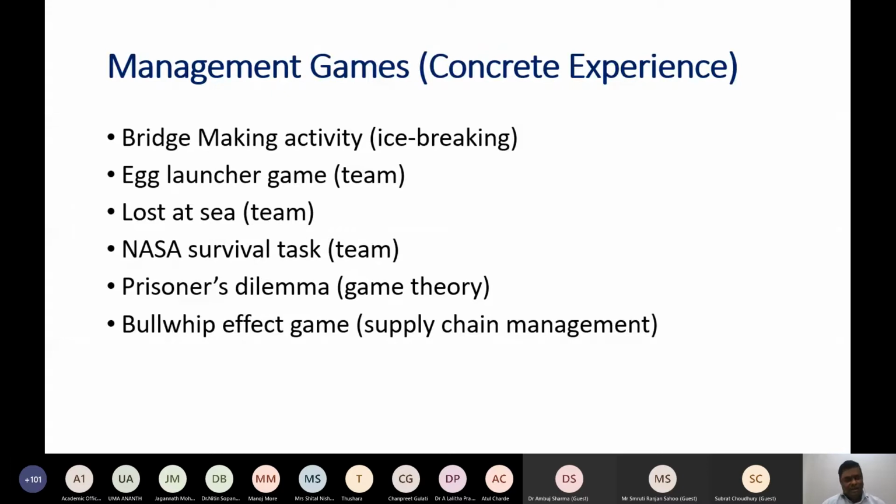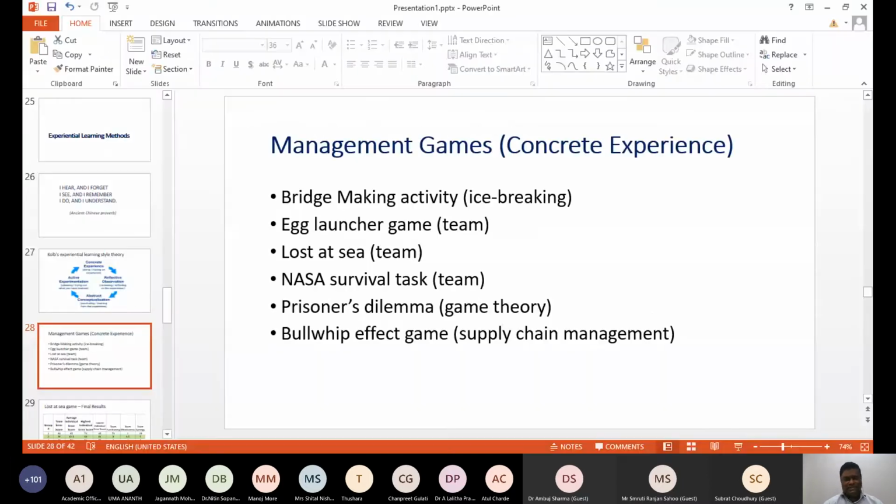Before I start this, I want to know how many of you actually used management games in your classroom, so that I can decide to what extent I should speak about this. Please raise your hand if you have used management games.